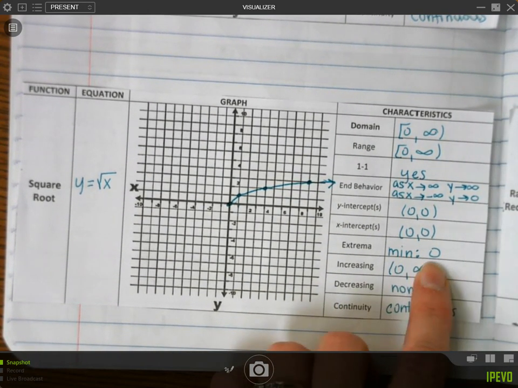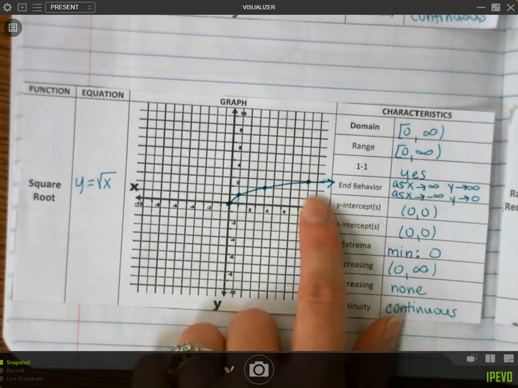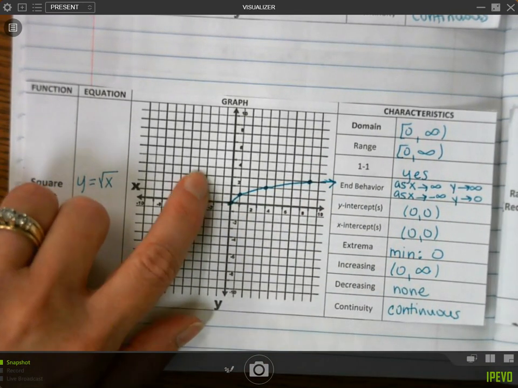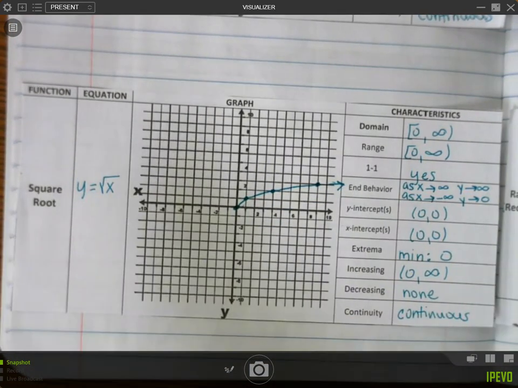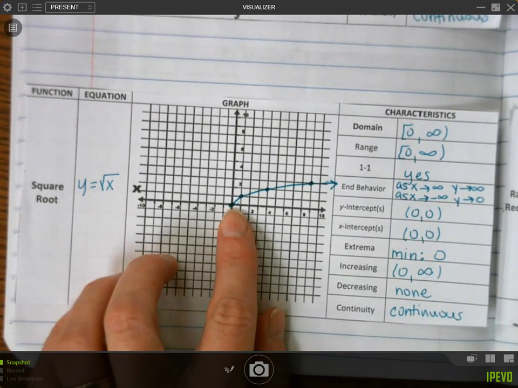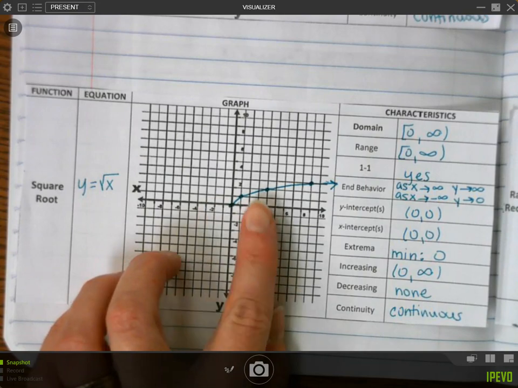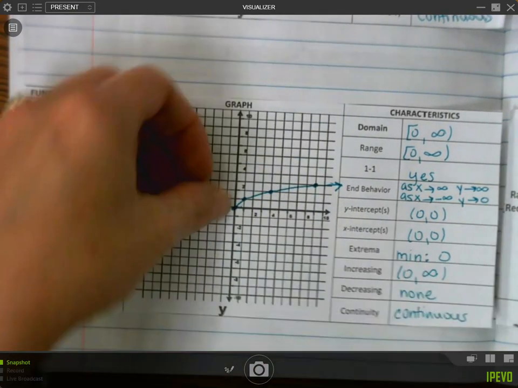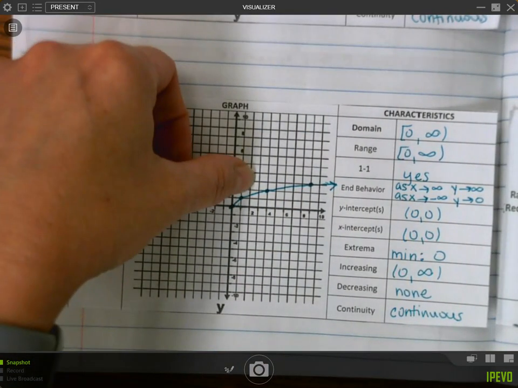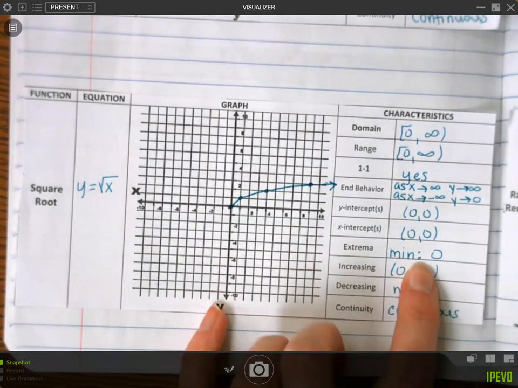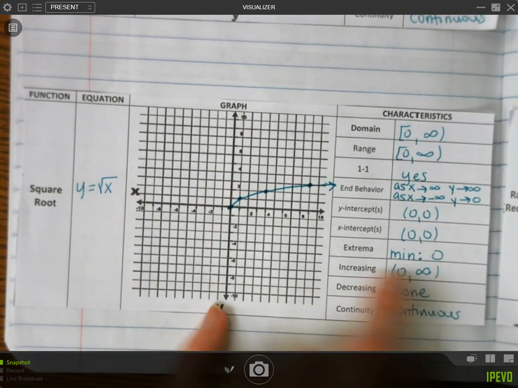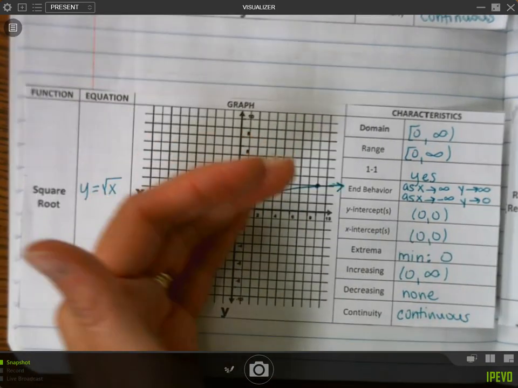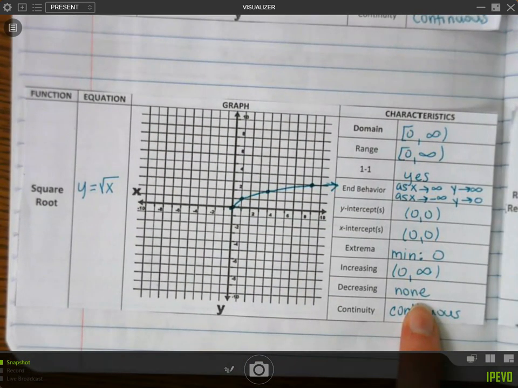Extrema, technically this does have a minimum at 0 because it reaches here. It doesn't exactly fit the fancy definition. It does fit it, but as far as thinking about it having points on either side that are higher, it doesn't, but the only points that it has are higher than 0. So 0 is a minimum. It is increasing from 0 to infinity. It's going up. It does not decrease. It is a continuous function. I can write it.